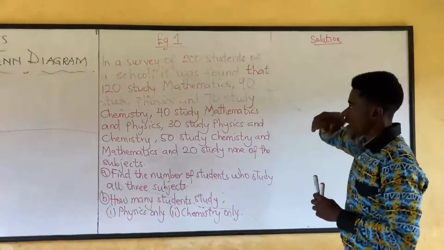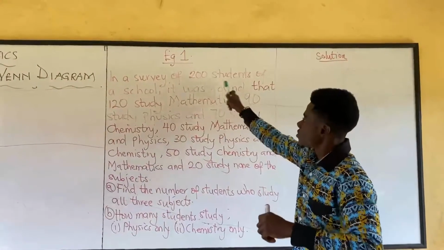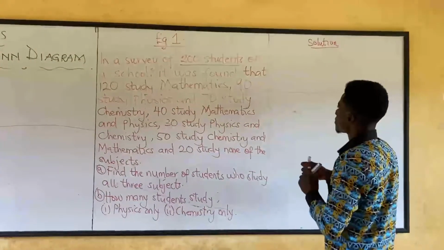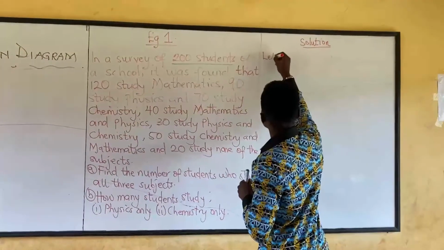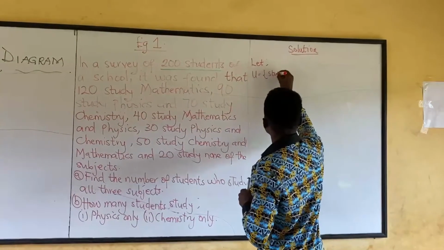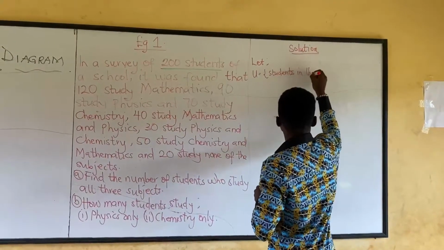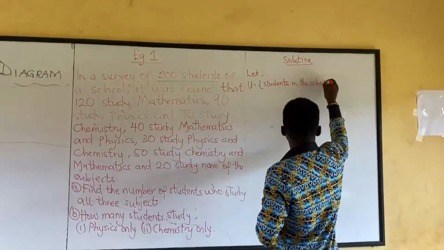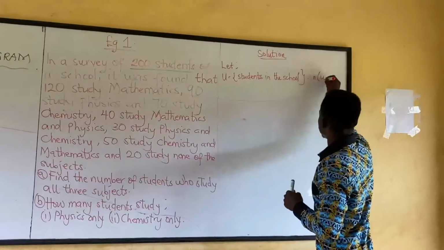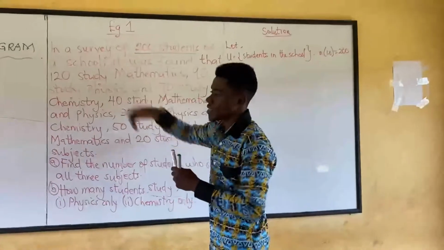So we are going to let U denote the universal set. The number of students in the school, they are 200. So we have to first write, let U be the students in the school. And you know that the number of U is 200 because there are 200 students in the school.